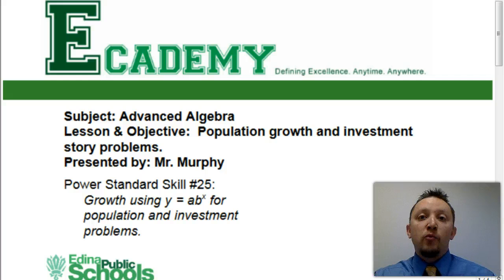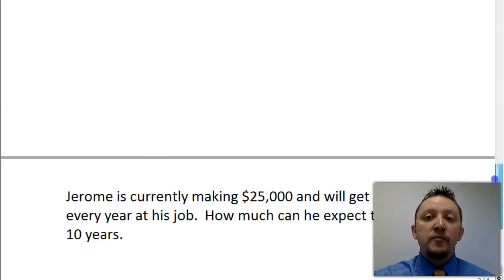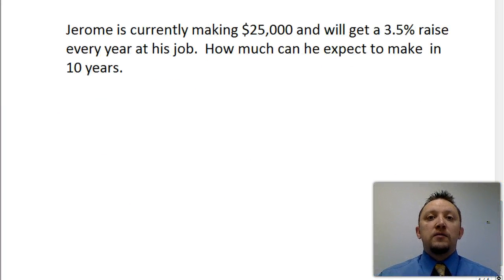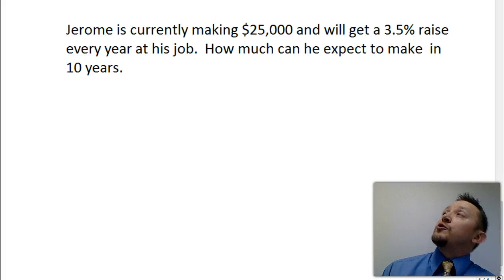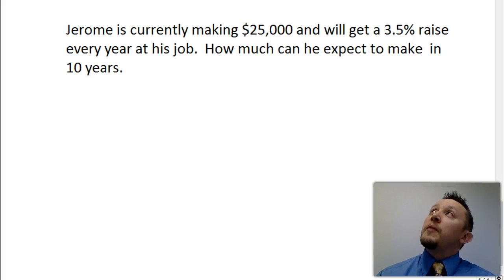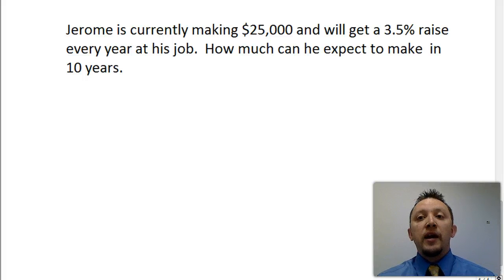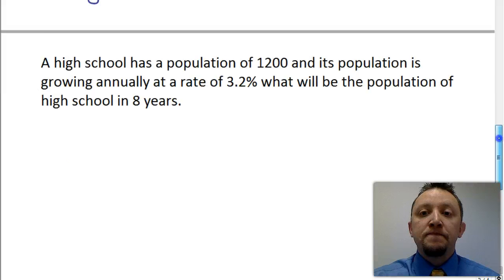So let's first look at one of those examples that you'll be doing on your own in a minute. Here we have Jerome. Jerome is currently making $25,000 and will get a 3.5% raise every year at his job. We want to figure out how much he can expect to make 10 years from now. In order to figure that out, we have to know how to use that formula mentioned at the beginning, y equals a times b to the x power. So let's take a minute to talk about that.